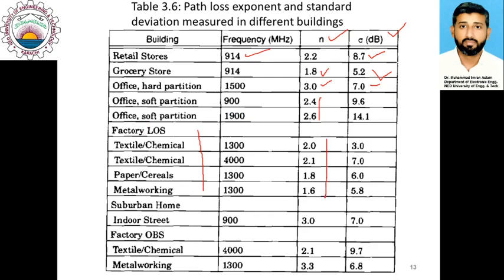These results report the path loss index in that type of factories, at different operating frequencies. Similarly, for suburban homes at indoor streets, you can see that path loss index is around 3, and the standard deviation is 7. The obstructed factories, they also have certain loss, which is as expected greater than what you expect from the LOS building. So in that case, this loss is 2.1 and 3.3 when you have obstructed environment.